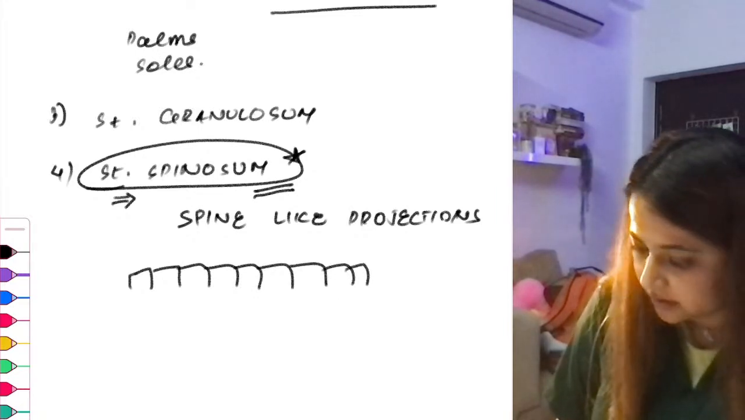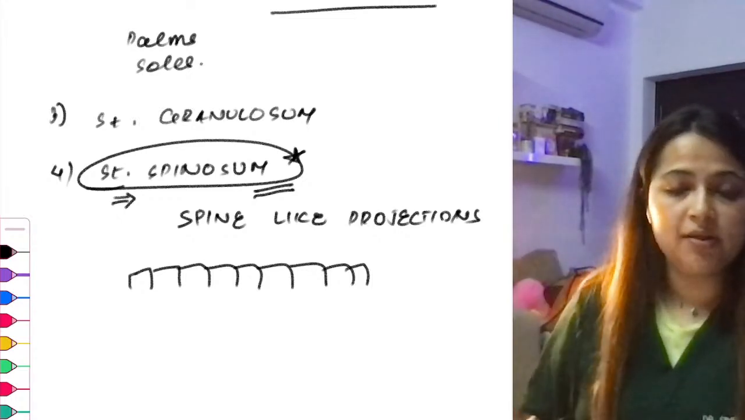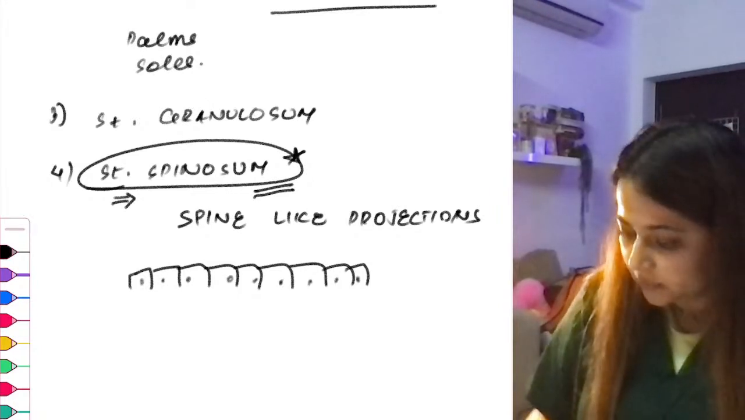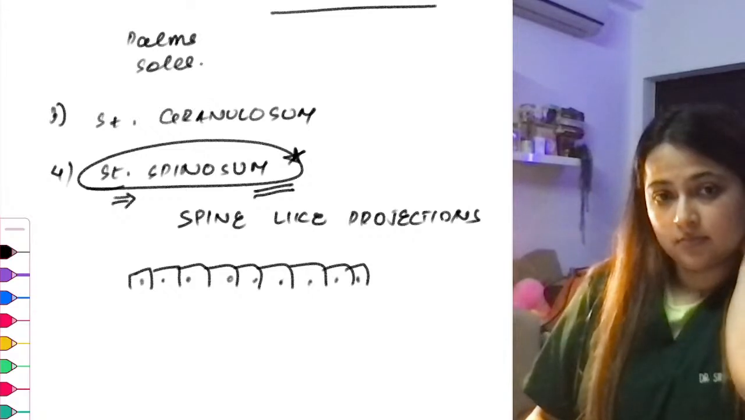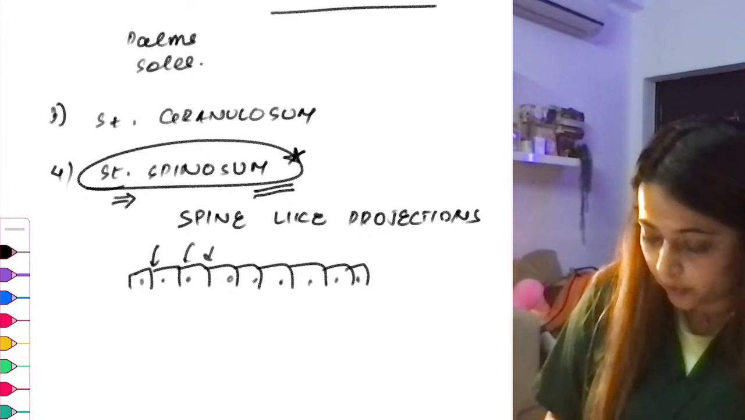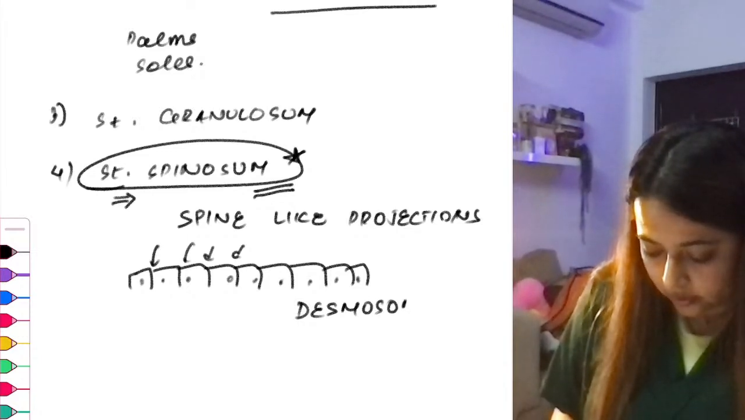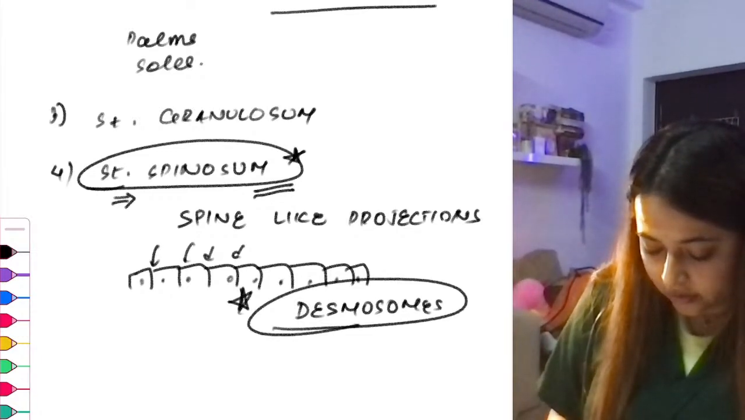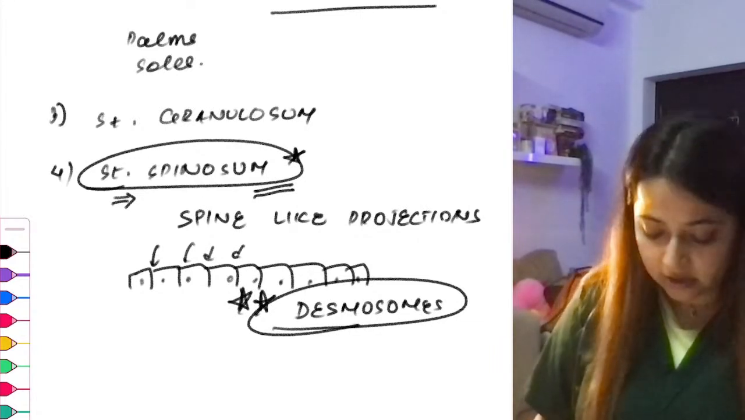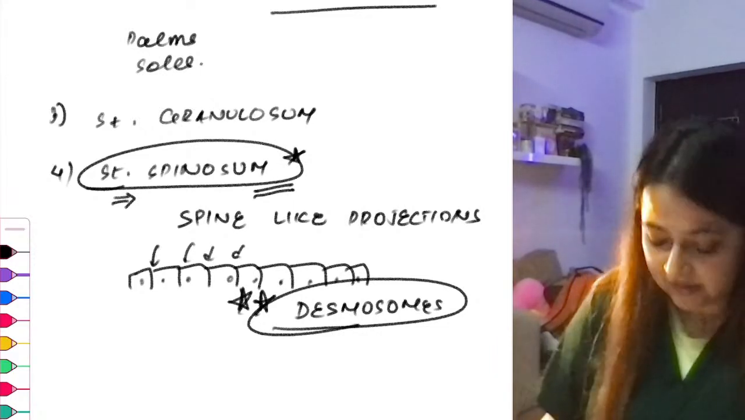Supposing these are the keratinocytes. The keratinocytes in the stratum spinosum, how are they connected to each other? They are connected to each other with the help of desmosomes. So what is the importance of desmosomes here? The desmosomes connect the keratinocytes which are present in the stratum spinosum. These are the cell-to-cell connections between the keratinocytes in the stratum spinosum.